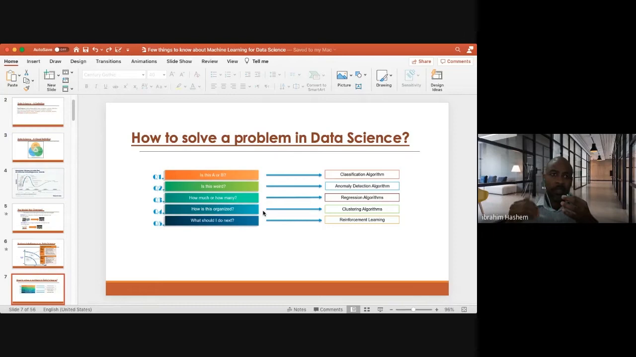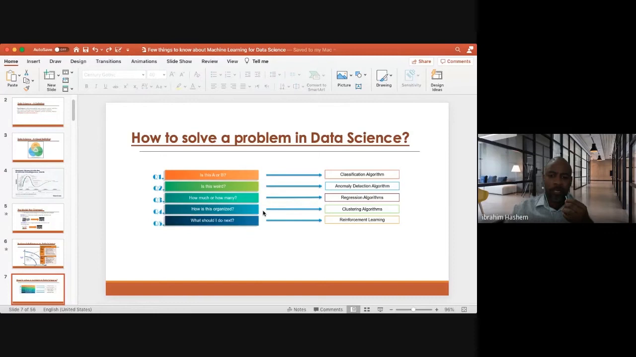And the last one is what should I do next, and that's reinforcement learning. It's also one of the popular techniques being used, especially in self-driving cars and gaming and all those kinds of areas where it requires some reinforcement learning.